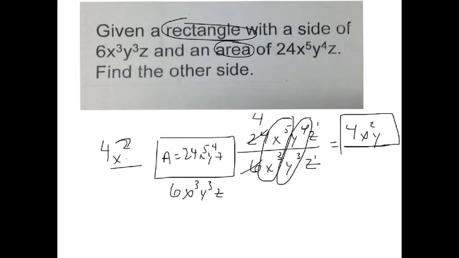4x squared y. You could test that out real quick. 4 times 6 is 24. x2 and x3 is x5. y1, y3 is y4. z, z. So 4x squared y did work.